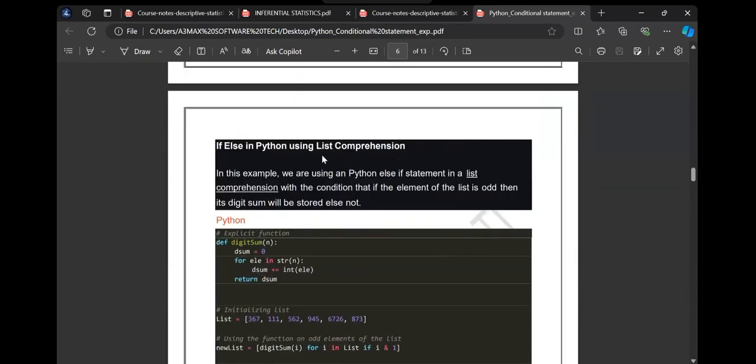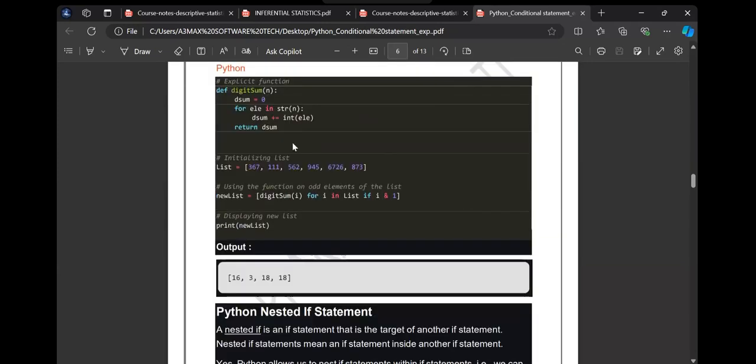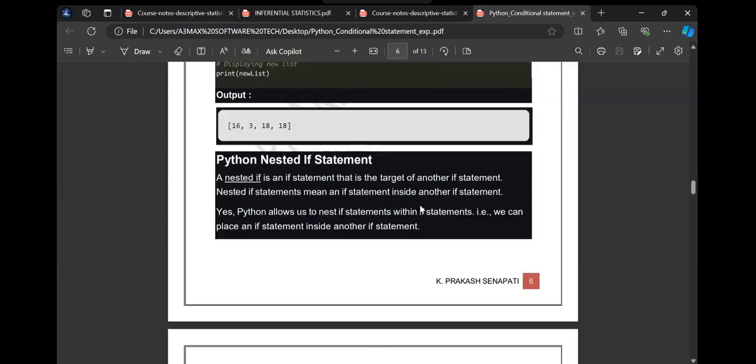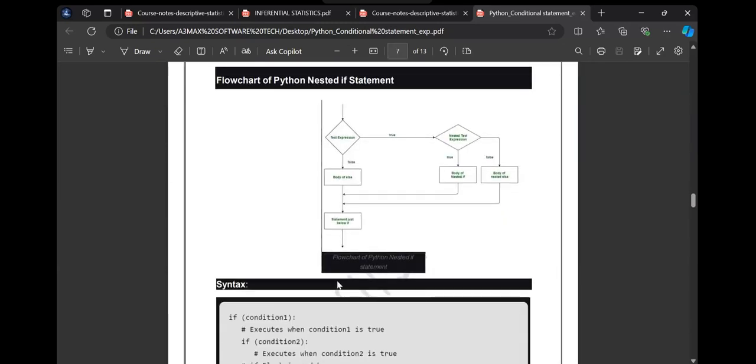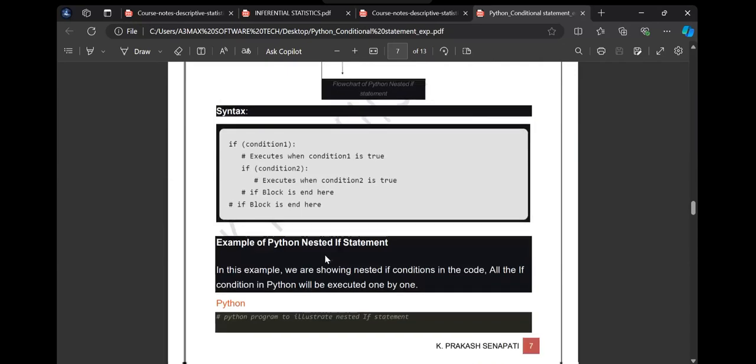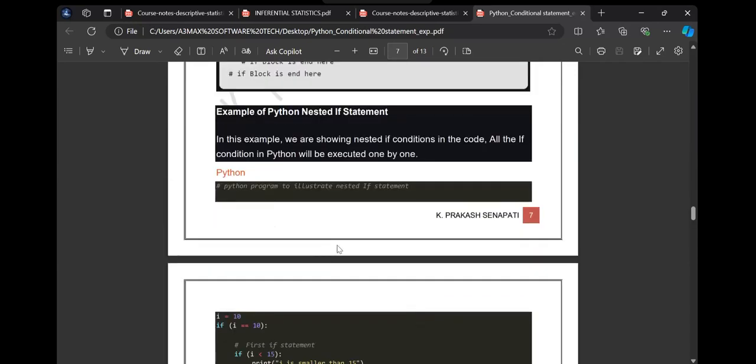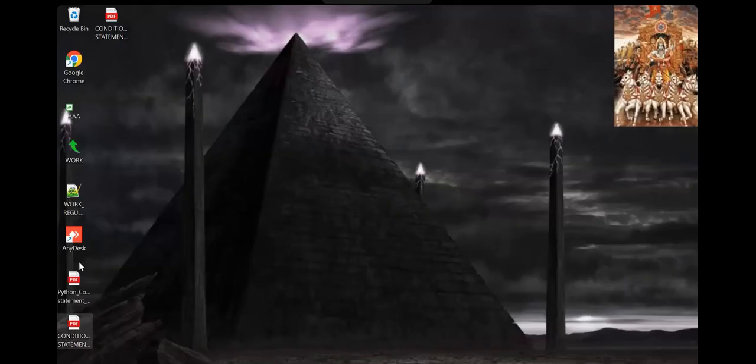If else in Python using list comprehensions. In this example, we are using Python if else in a list comprehension, that if odd, then a digit sum will be stored, else not. Now, I hope you can understand. Define functions, I will introduce today, and slowly we go to functions. Nested if, did you know this, guys? Please follow these flow diagrams. If not understood, leave it, no worries. Okay. If you understand, that's good, no worry. But the main focus is on questions.